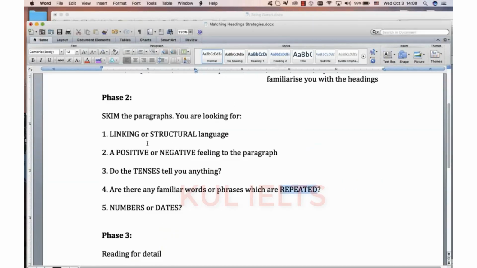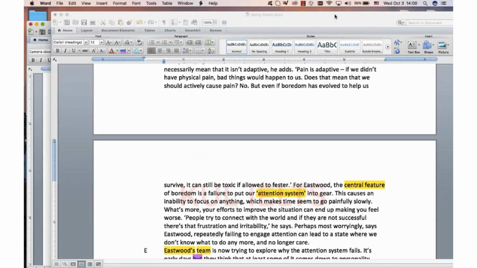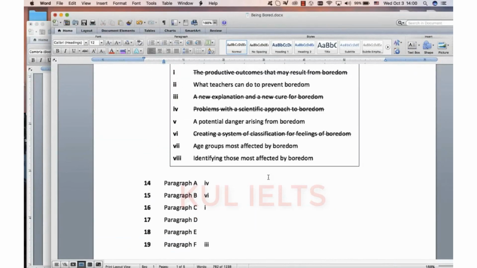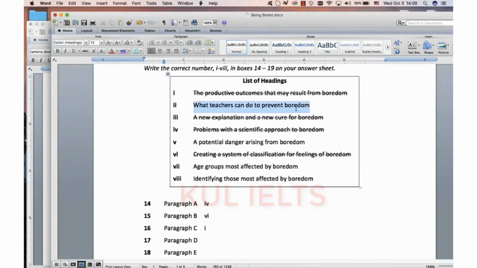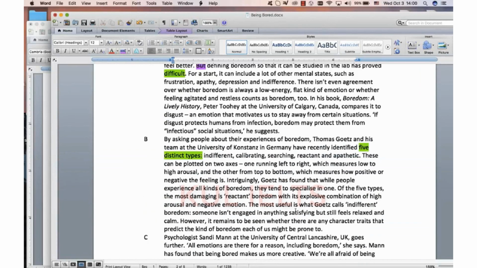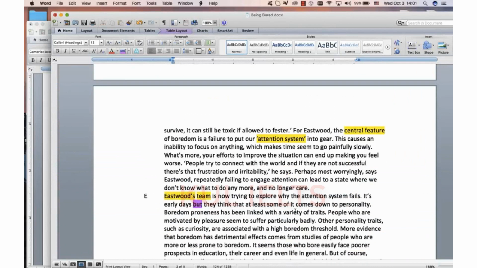So we've got not really much there, but we've definitely got a negative feeling. A lot of negative stuff is repeated. So let's see what we've got. Nothing about teachers. A danger arising from boredom. That's nice and negative. Age groups most affected. I didn't see it. Identifying those who are most affected. I didn't see it. Let's just check again. Anything about people who are most affected?